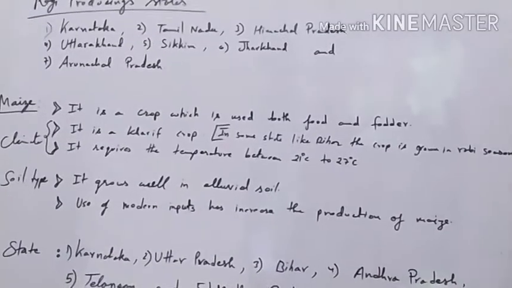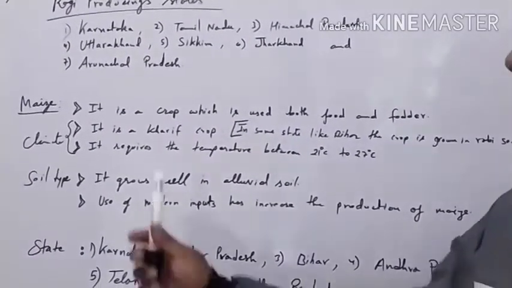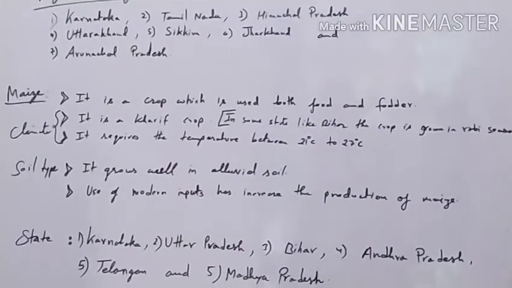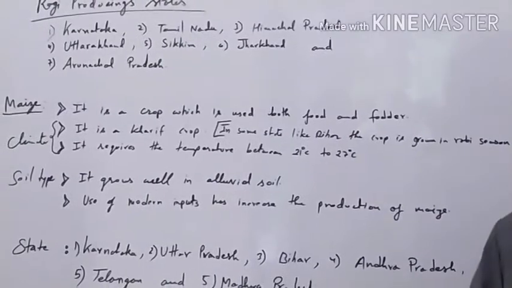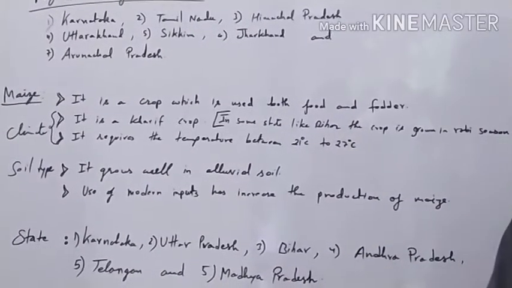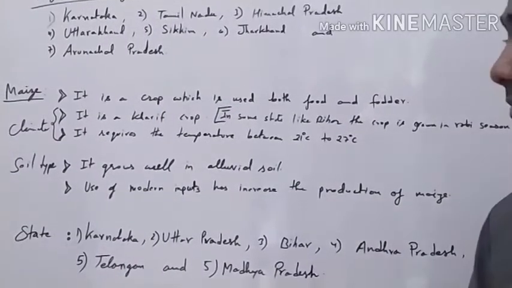Now let us understand another millet, that is maize. Maize is a crop which is used for both food and fodder. We take maize as food, and also as fodder, which means for animals. It is a food for both man and animal.